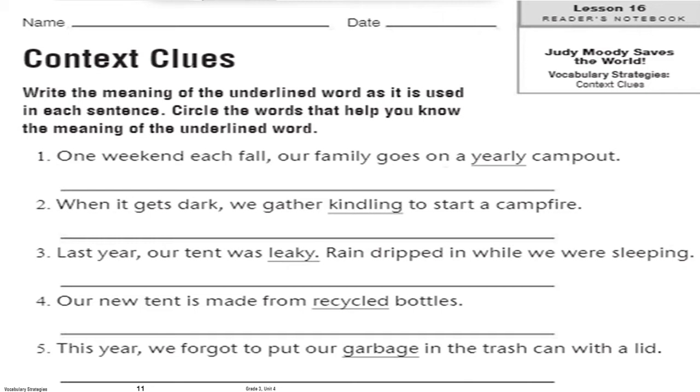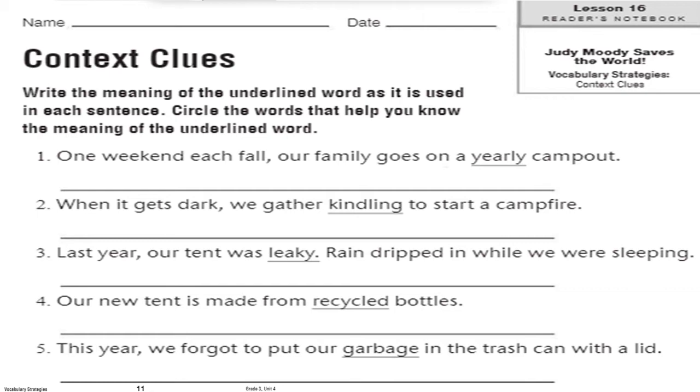And then what's the second instruction? Circle the words that help you know the meaning of the underlined word. Oh, okay, so they're asking me to circle the words that help me figure out the meaning of the underlined word. They're looking for the meaning, but they also want you to point out how you came about figuring out what this word meant. So they're looking for context clues too.